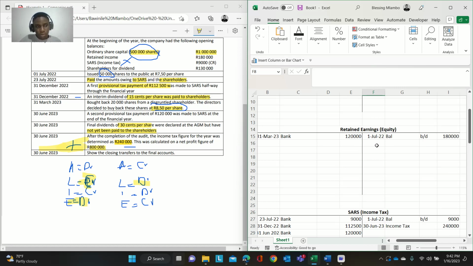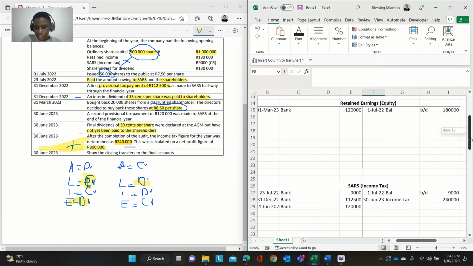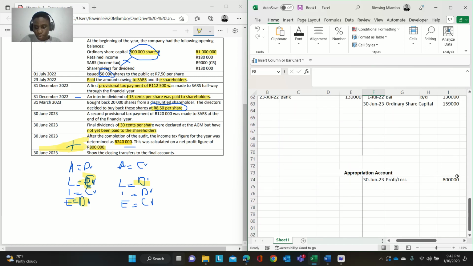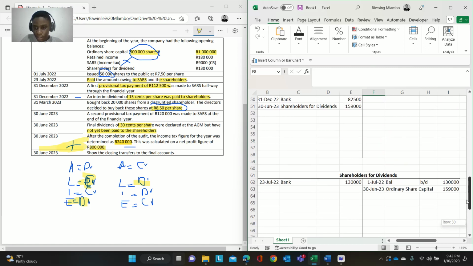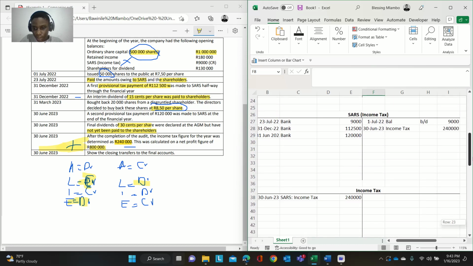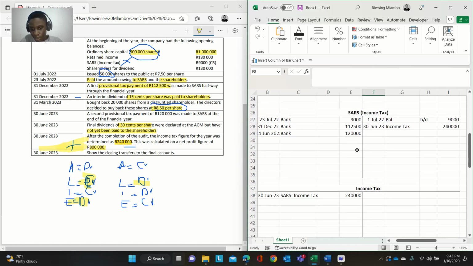And then we have retained earnings. But before we close off retained earnings, let's just go to other accounts, because remember, the balance of the profit for this year is still going to be distributed to retained earnings, or the remaining figure after taking out income tax and dividends is going to be taken to retained earnings. So let's skip retained earnings for now and go to SARS income tax. Let's close off the SARS income tax account.